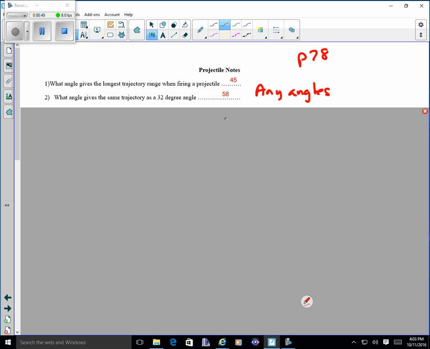And so therefore on this next one, if I have a 32 degree angle, well 32 and 58 give you 90. So a 58 and a 32 degree angle would give you the same range as well.